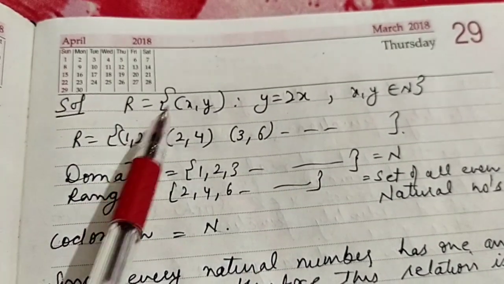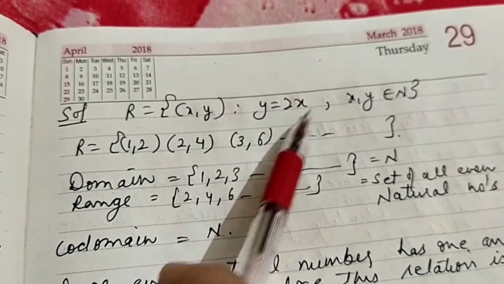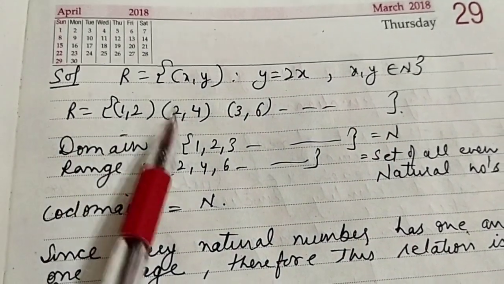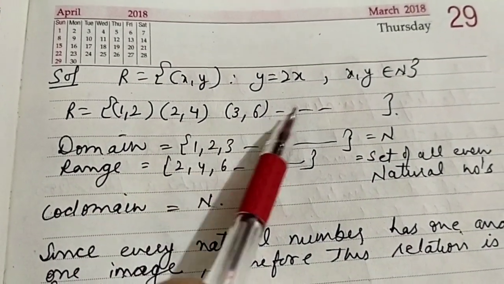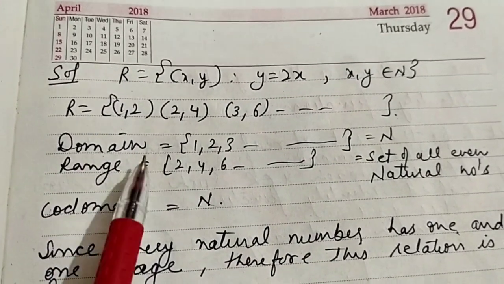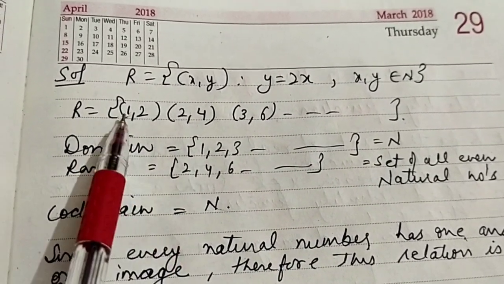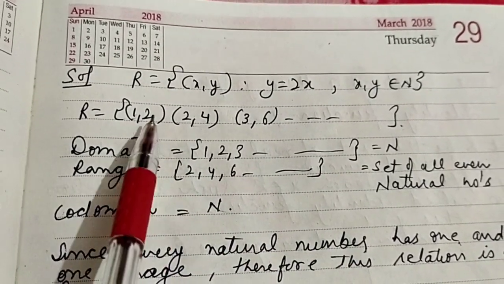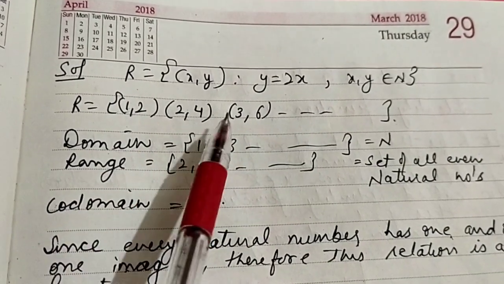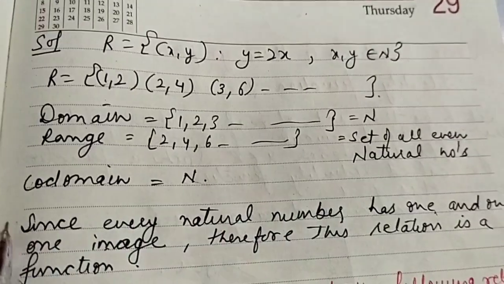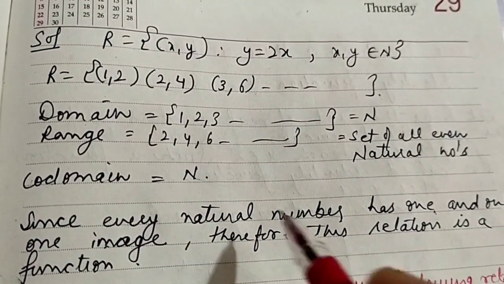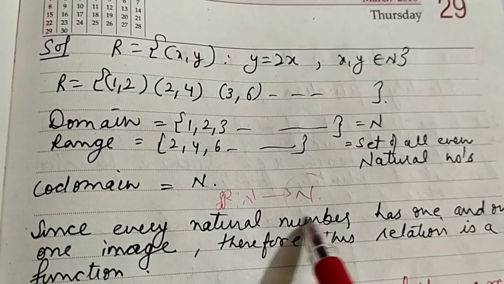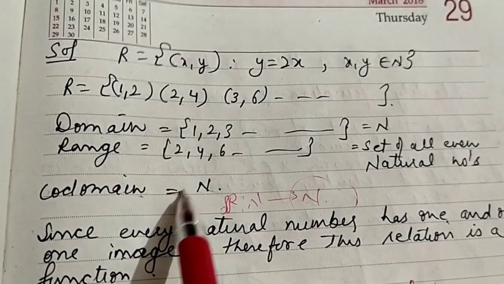So the relation is (x, y) such that y is equal to 2x, where x and y belong to natural numbers. In roster form it is (1, 2), (2, 4), (3, 6), and so on. The domain, as you know, is the set of all the first elements of the ordered pairs, so it is 1, 2, 3, and so on. Range is the set of all the second elements of the ordered pairs: 2, 4, 6, and so on. And codomain is the second set, as it is a relation from natural numbers to natural numbers. So the whole set of natural numbers is the codomain.